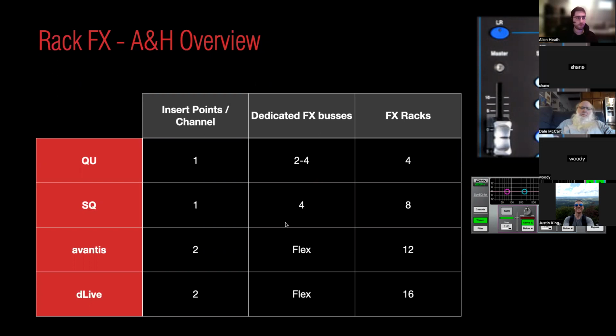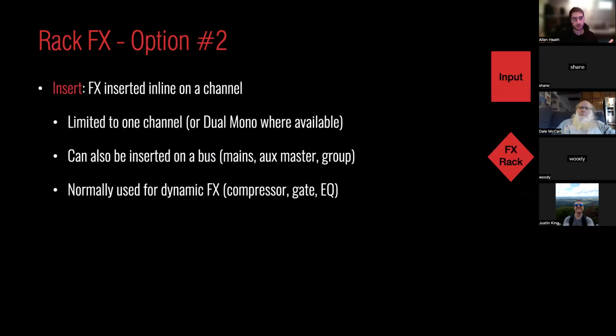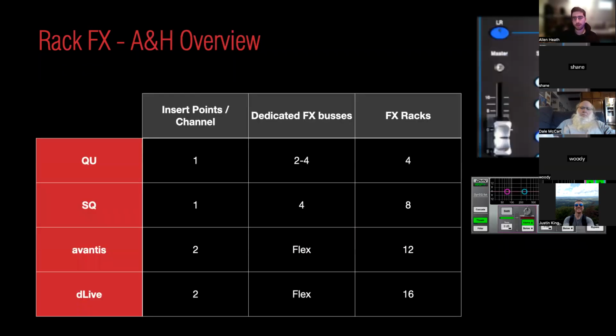SQ, same concept. You have 4 dedicated effects buses, but you have 8 effects racks. But keep in mind that certain add-ons for SQ, like dynamic EQ and multiband compressor, the way those are used on SQ is as effects racks. So for effects racks 5 to 8, you might want to use those as inserts on channels because they're dynamic effects. You might want to sacrifice some of your auxes on SQ to feed your additional effects racks that don't have dedicated buses for them. So for Avantis and DLive, it's very similar.